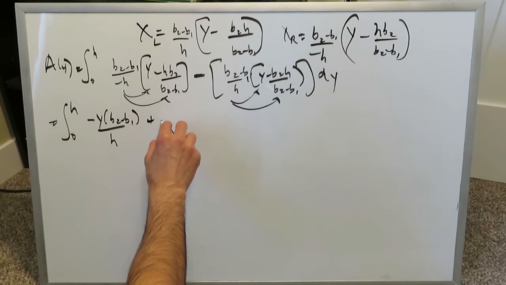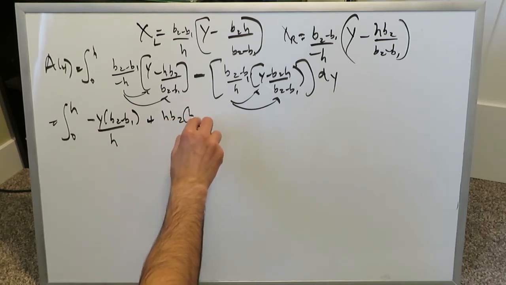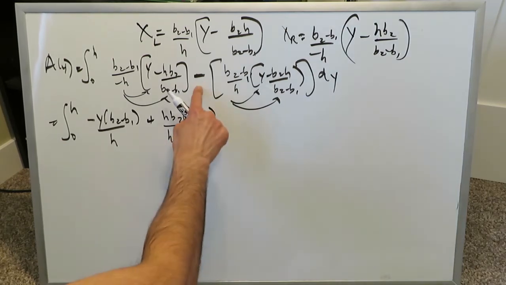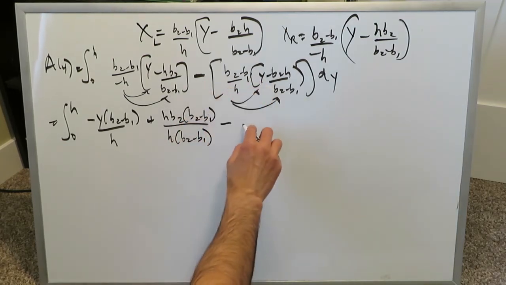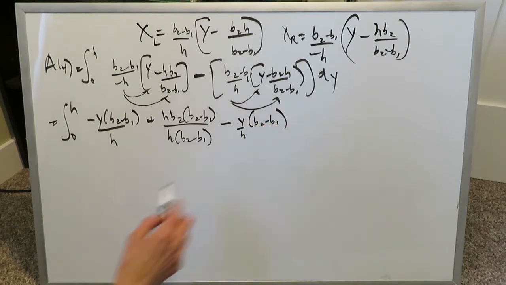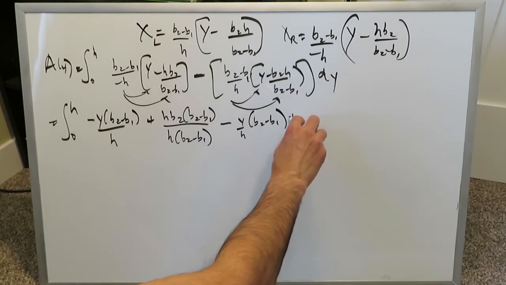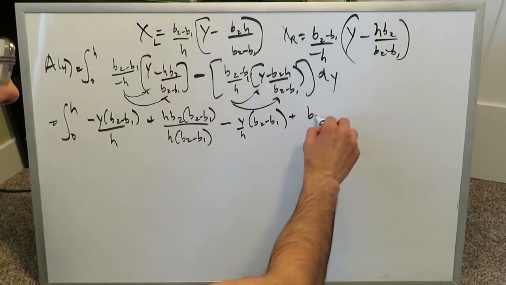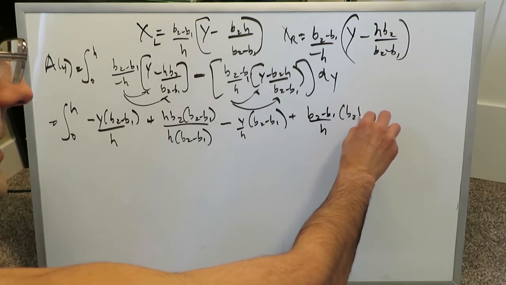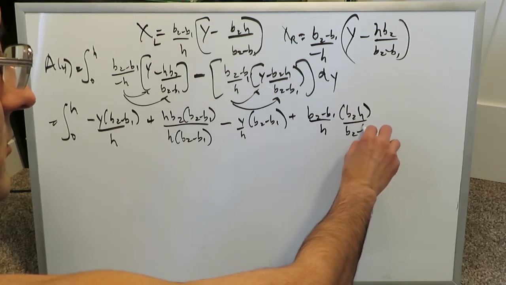We'll have h b2 times (b2 minus b1) divided by h (b2 minus b1). Let's look at this part right here. We'll have a minus y over h (b2 minus b1). This minus and that minus will become a plus. We'll have over here (b2 minus b1) divided by h times b2h divided by (b2 minus b1).